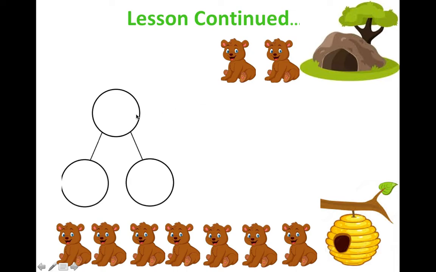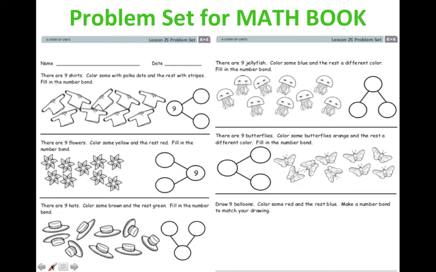Let's look at it. So we know this is the whole and these are the 2 parts. We also know that 9 is our whole because we started off with 9 bears. So we have 2 bears. This 2 represents the 2 bears that went to the cave, and the 7 over here represents the 7 bears that went for honey. So I know 2 and 7 makes 9. So let's start with our problem set.